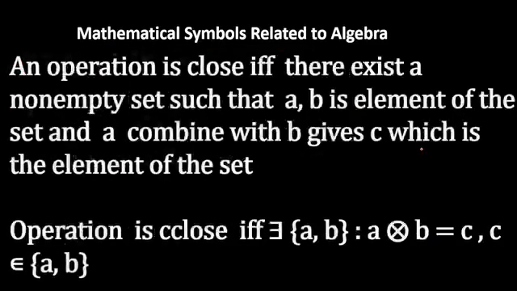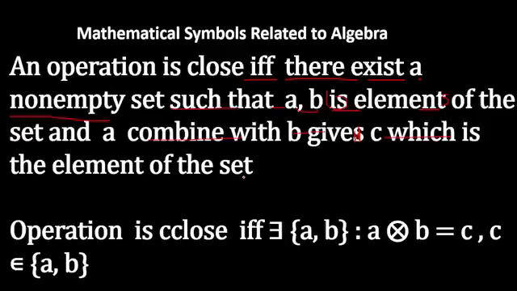So what is that? Let us take this example. What is the meaning of closure? We are dealing with closure. We are still going to talk about all the rest of the algebra rules. An operation is closed if and only if there exists a non-empty set. The set must not be empty, such that A and B are elements of the set, and A combined with B gives C, which is an element of the set. Are you getting me? So this is what closure is all about.